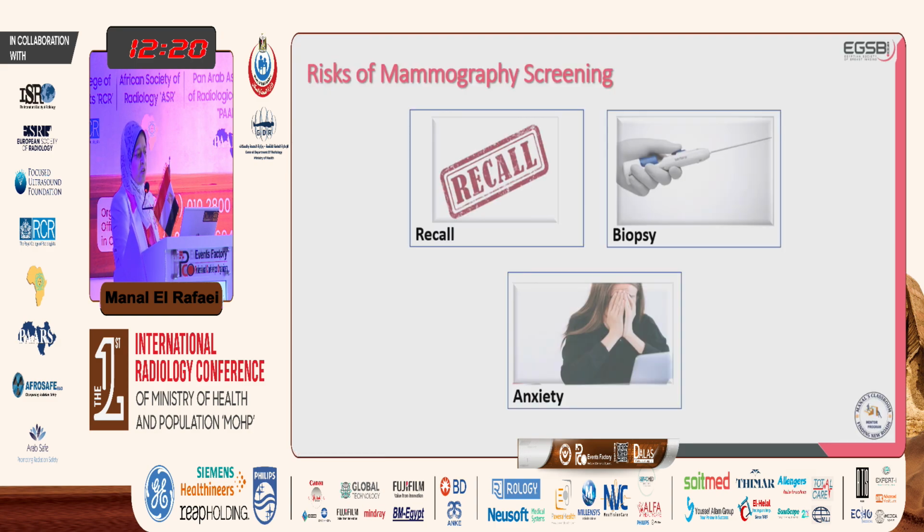So what are the risks of mammography screening? Omitting the rumors we hear, there are 3 main risks: the recall of the patient, the biopsy of lesions, and the anxiety. Actually, you can adjust the recall and the biopsy through good education and experience. So we can adjust the limit of recall and biopsy without affecting the incidence of detecting the cancer early. Then about the anxiety, this can be handled through communication.